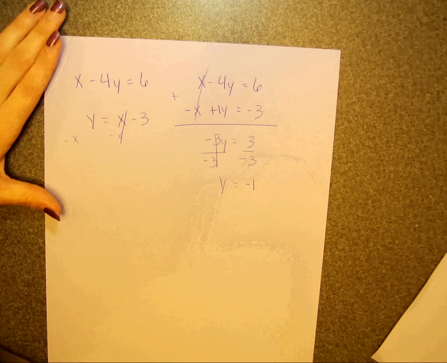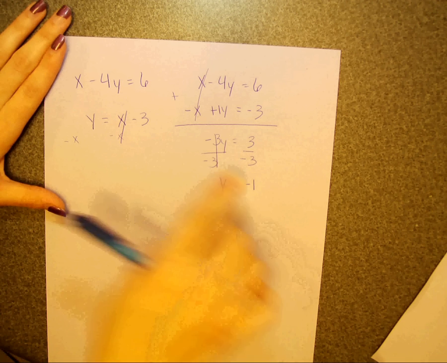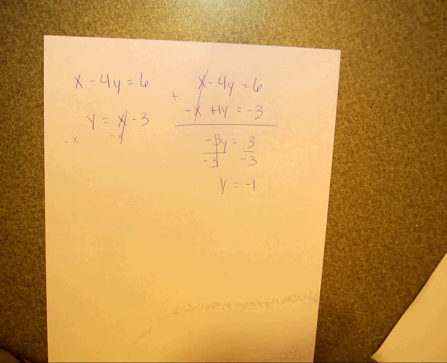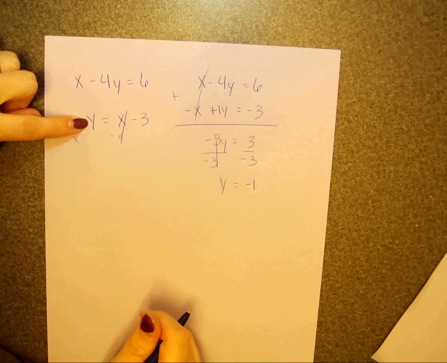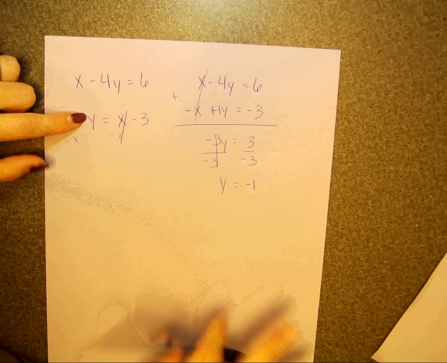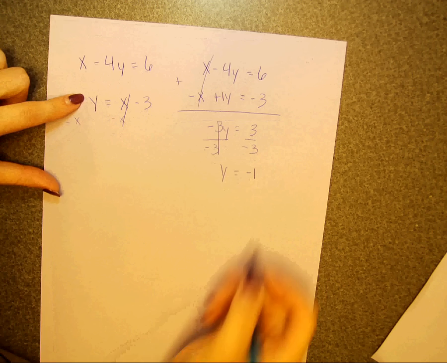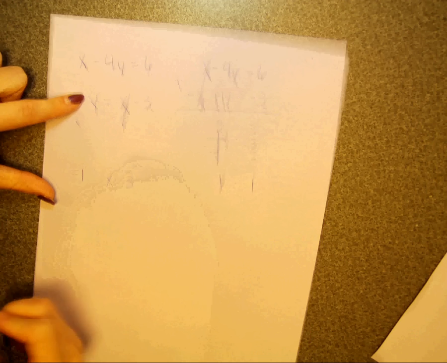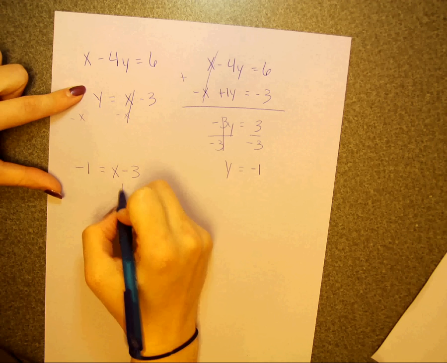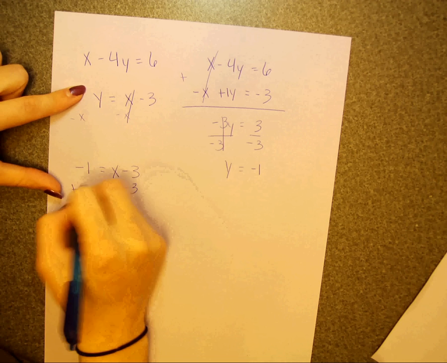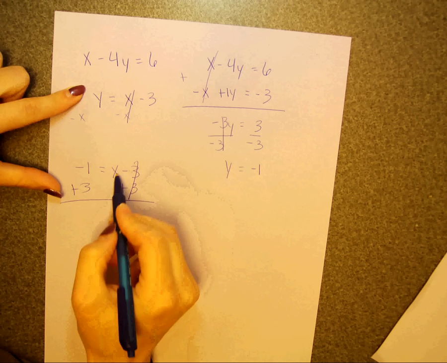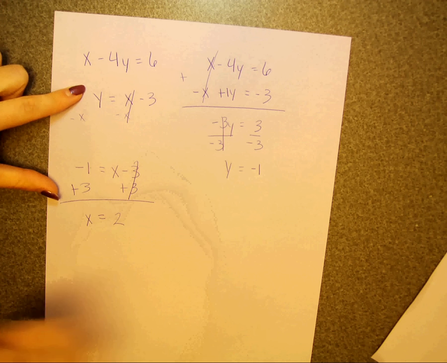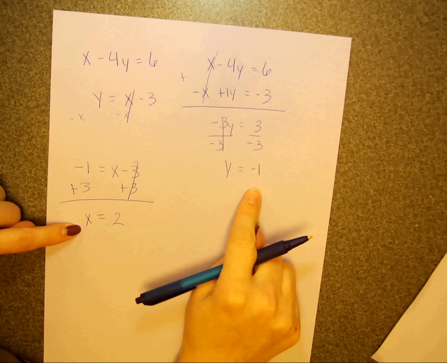Now I know what y is equal to, and so I can plug it into any one of my equations, it doesn't matter which one I choose, to solve for x. This one's already solved for y, so I'm just going to go ahead and use that one, but again, it does not matter which one you choose. And so I have negative 1 equals x minus 3. Add 3 to both sides to get x all by itself. And I get x equals negative 1 plus 3 is 2. So there we go, x is 2 and y is negative 1.